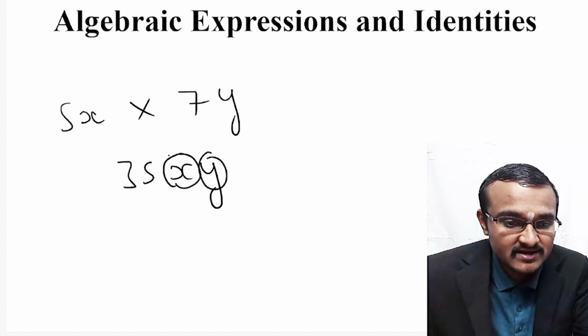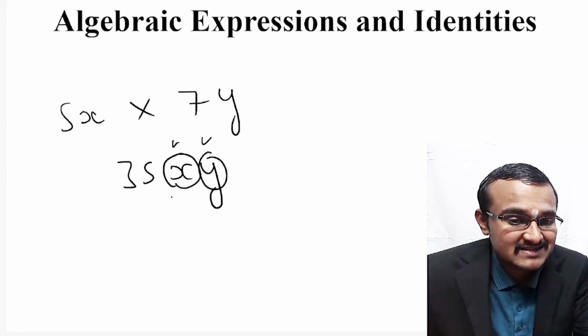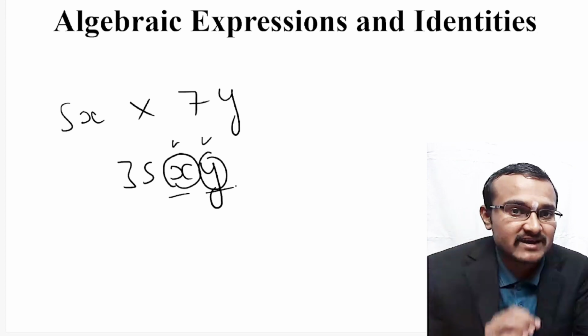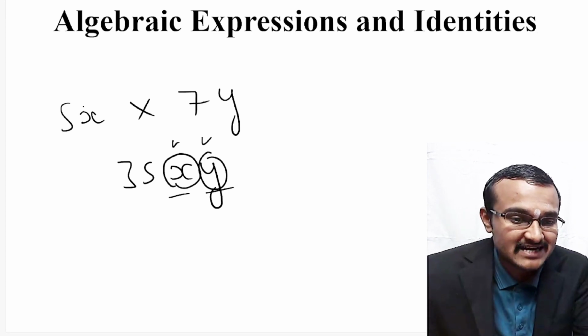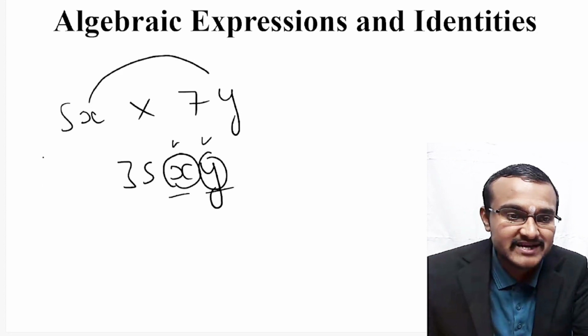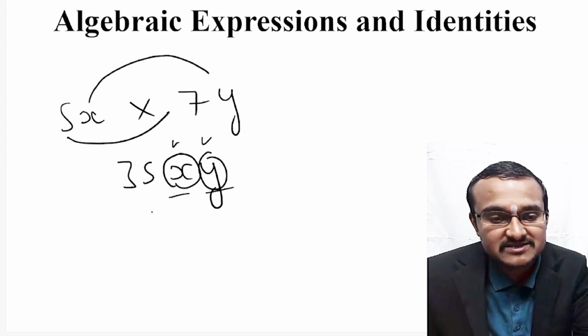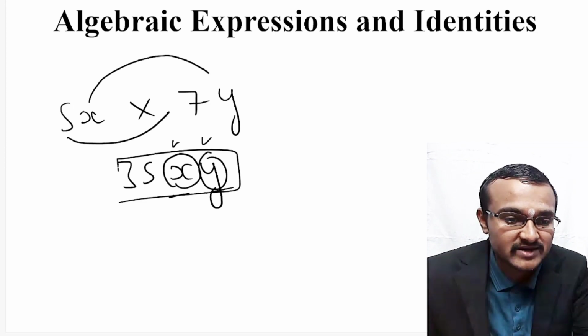But here, even though you don't know x and y, this x and y will also be there in your final expression as well. So that's why you can easily perform multiplication between x and y, and you can easily perform multiplication between 5 and 7. It will become 35xy.